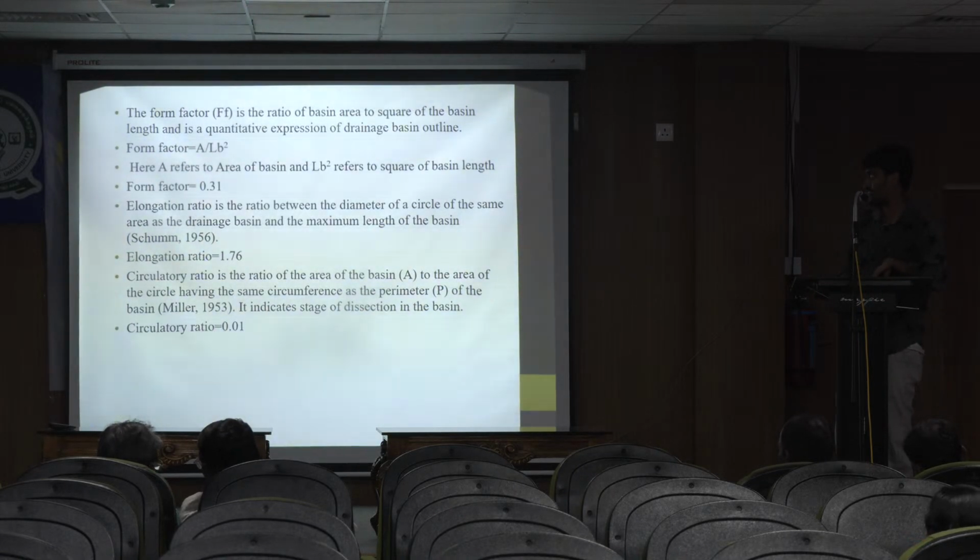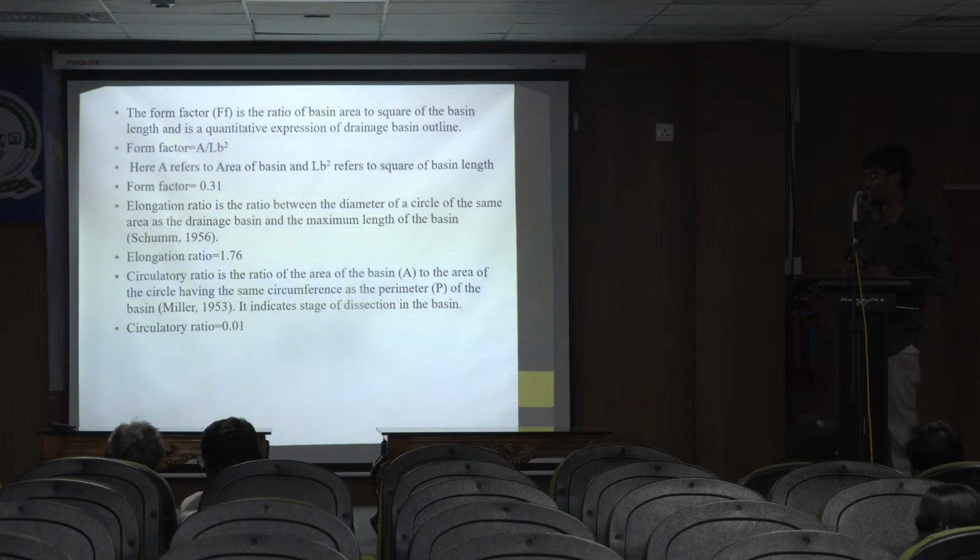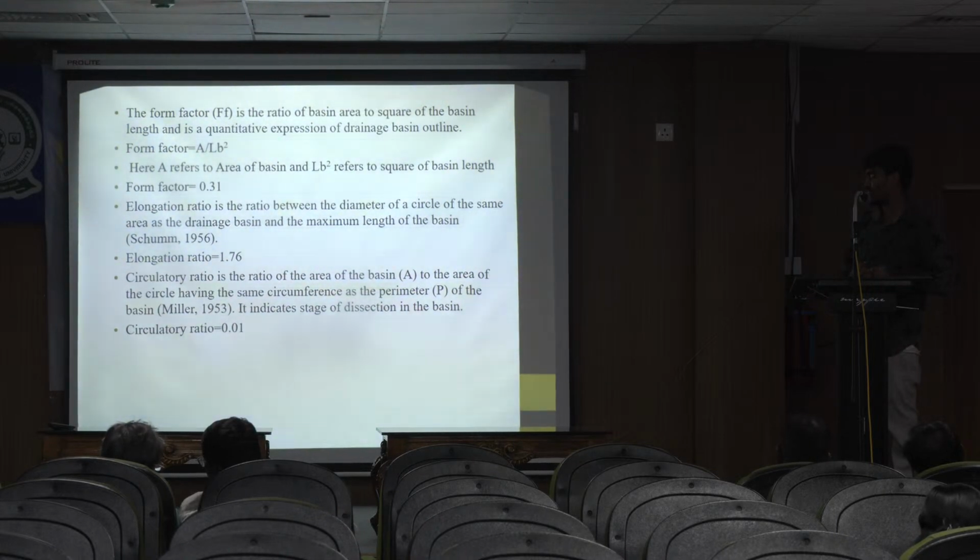The form factor is the ratio of basin area to the square of the basin length, and this is a quantitative expression of drainage basin outline. Form factor equals A by Lb square. The form factor is 0.31. Elongation ratio is the ratio between the diameter of the circle of the same area as the drainage basin and the maximum length of the basin. The elongation ratio is 1.76.